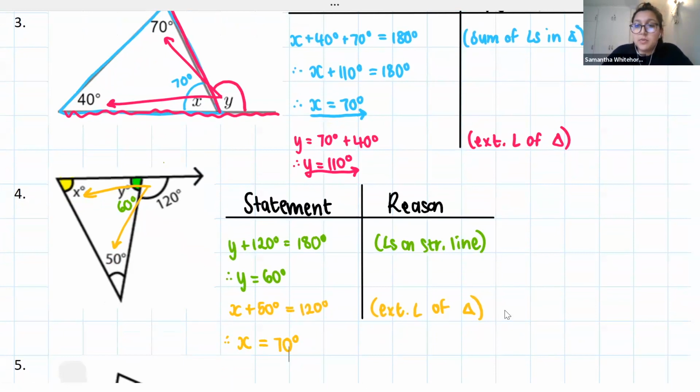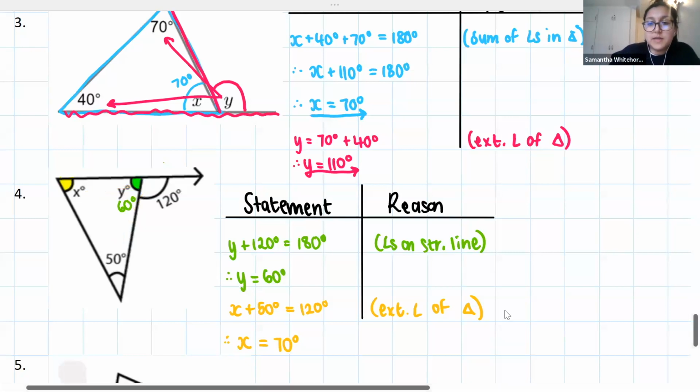So guys, what's really important are these types of questions where you're solving for multiple angles at the same time. We need to be able to deal with these types of questions. And so do make sure you're able to do it.